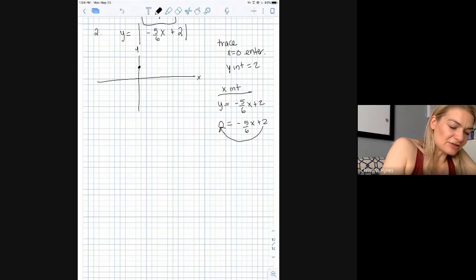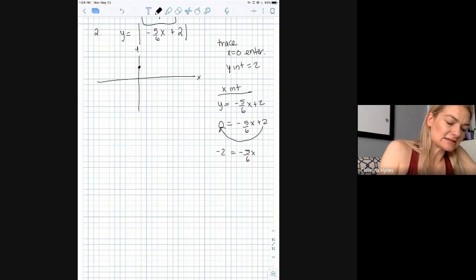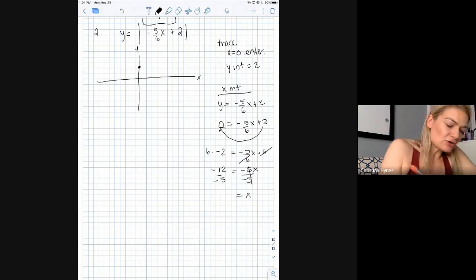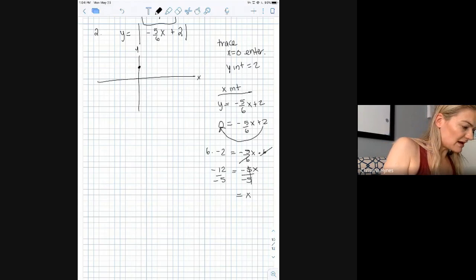Move the 2 to the other side. It becomes -2 equals -5/6x. Then you're going to get rid of that 6 by multiplying both sides by 6. So that's going to be -12 equals -5x. And then you're going to divide both sides by -5 to isolate for x. So I know that my x-intercept will be 12 divided by 5. So that's actually equal to 2.4, a positive value.